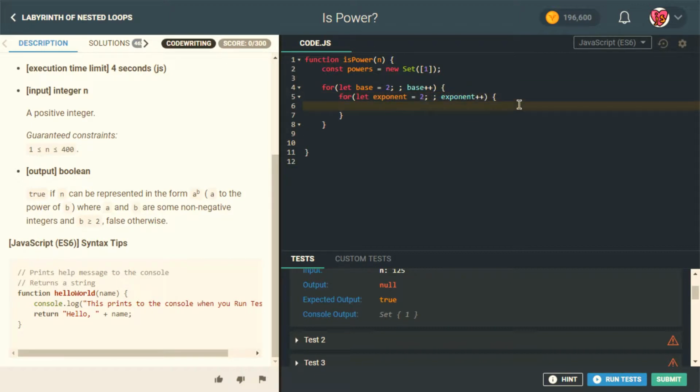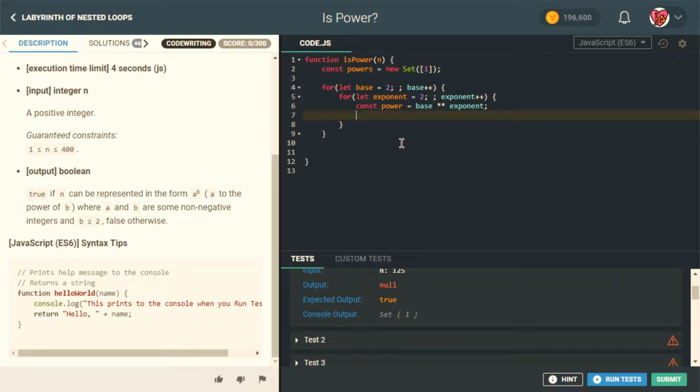Now, what specifically are we checking here? Well, we want to do something like this. Const power is assigned the value of base to the power of exponent. Power is base to the power of exponent. And then what are we doing with that? Basically just put it in here, right?